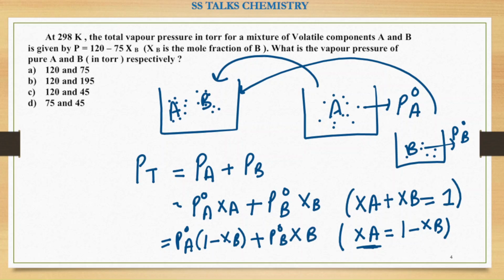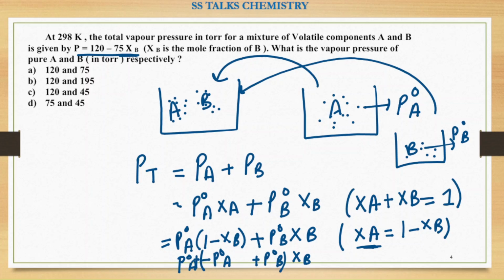Why have we written it in this form? Because the total pressure expression given to us is in terms of the mole fraction of the B component. That is why we are bringing it into that form. So it becomes P naught of A minus P naught of A into XB plus P naught of B into XB. These two terms we can collect: minus P naught of A plus P naught of B, into XB.